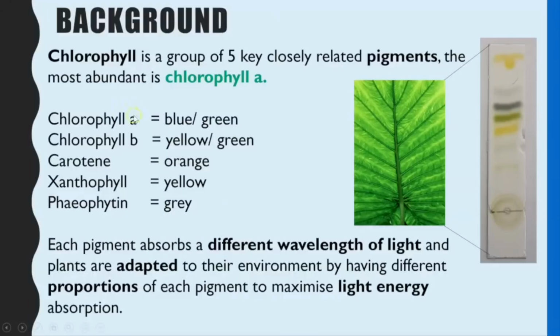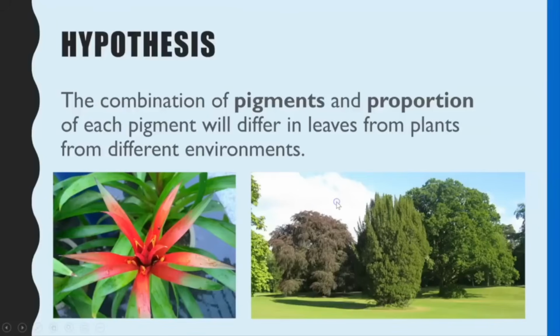Now, the advantage of having this combination of pigments is that each one, as we said, absorbs a different wavelength of light, and therefore you get the maximum amount of light energy being absorbed. And different plants will have different combinations of pigments, and that is dependent on the environment they are in, because certain environments will be emitting slightly different wavelengths of visible light.